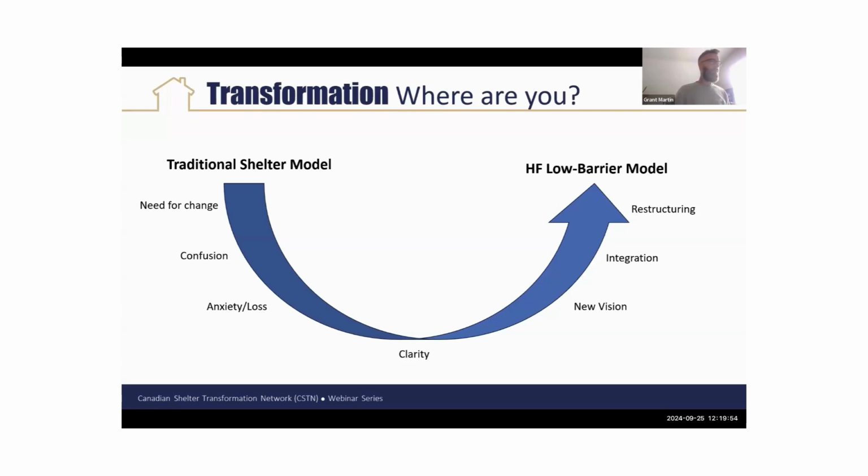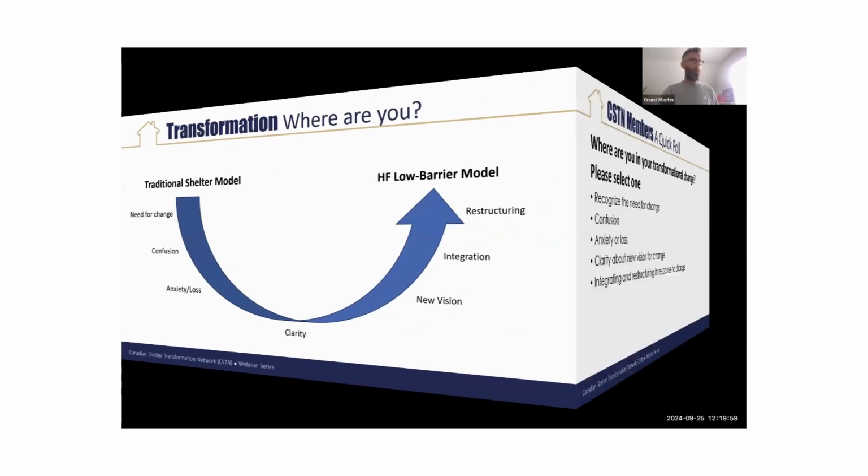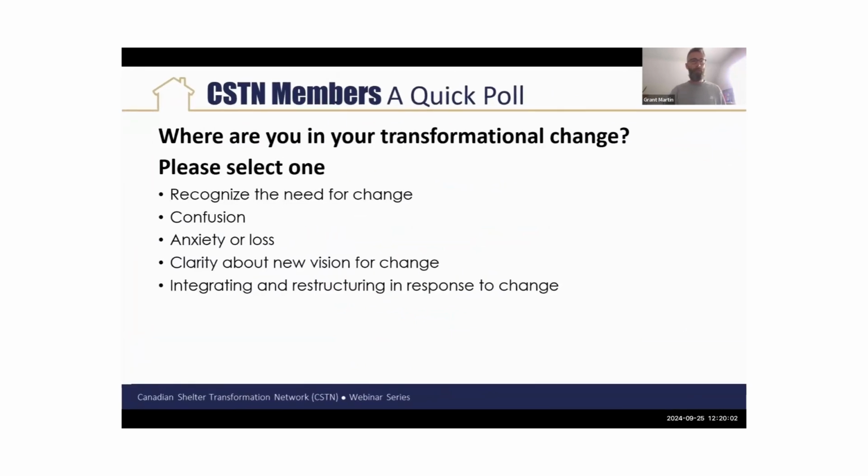So I've been surveying people as we've been going through our webinars, encouraging people to follow the link to a survey that is anonymous. It just asks one really simple question: where are you in your transformational change? Please select one. So you recognize the need for change, or you're still in that confusion state, or you're feeling anxiety or loss, or clarity, or you're already at the point where you're integrating and restructuring in response to change. Chantel has the link to the survey. She will add it into the chat box, and you can follow that link and take a quick moment to answer the question.